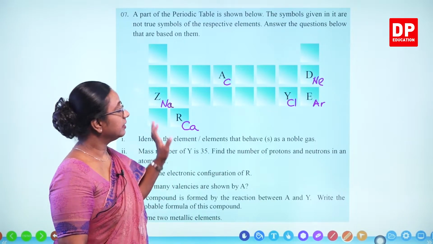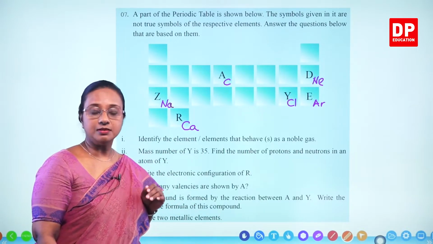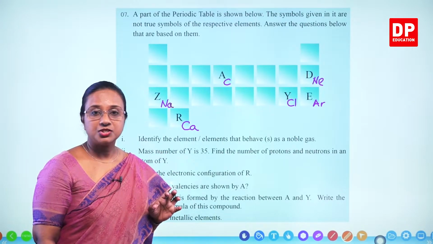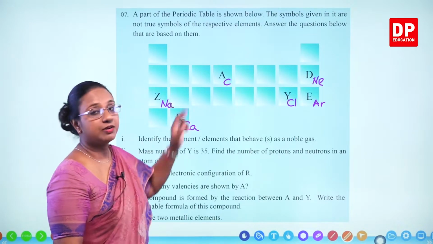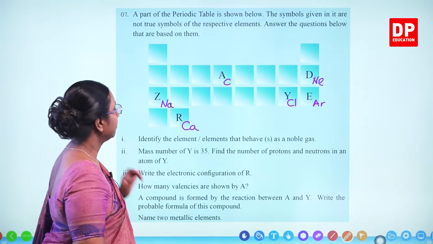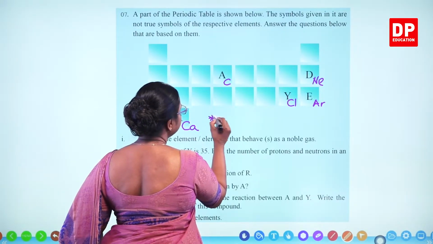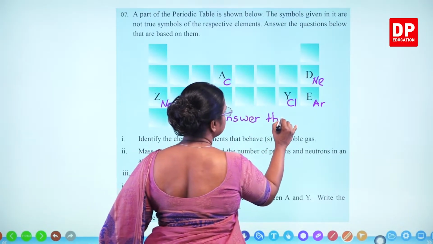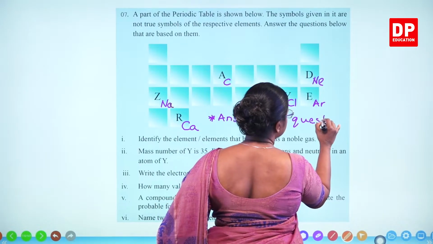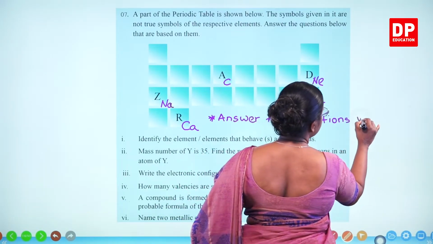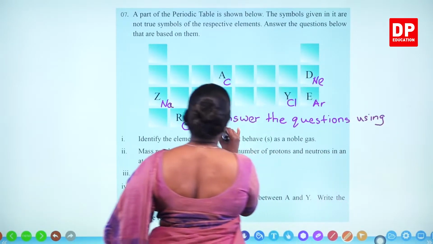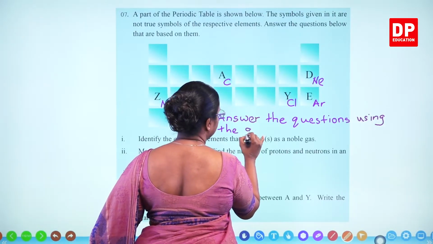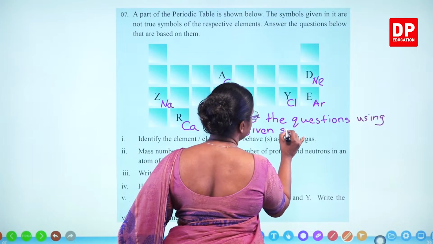After identifying the elements, it's easy to answer the questions. But remember, when answering the questions, you have to use the given symbols. Always remember that. I will write it here: answer the questions using the given symbols.